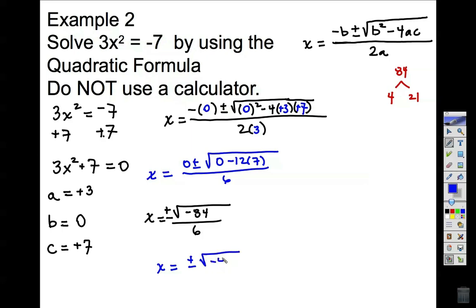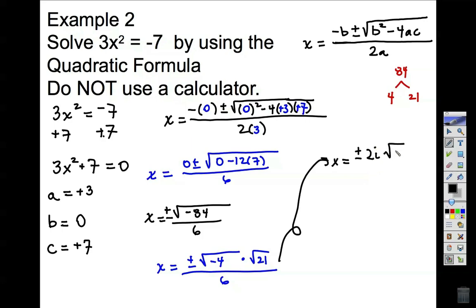the square root of negative 4 times the square root of 21 all over 6. When I do that, x is equal to plus or minus the square root of negative 4, which is 2 times the imaginary number i, times the square root of 21 all over 6. Here I am able to reduce the 2 and the 6 and not do anything else. The 21 is protected by itself.